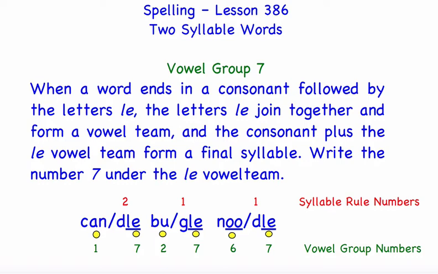This is a very common construction in English. There are thousands of words in this category. When you encounter them, the final consonant plus the LE are going to break off and form a separate syllable. The LE is going to be the vowel sound in that syllable. You underline LE and put a 7 under the LE vowel team.